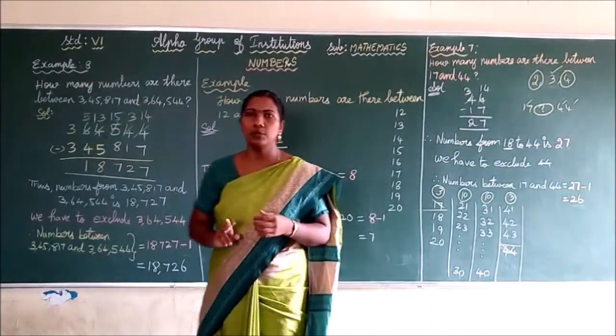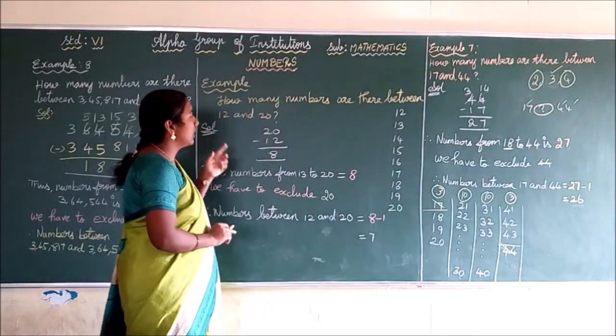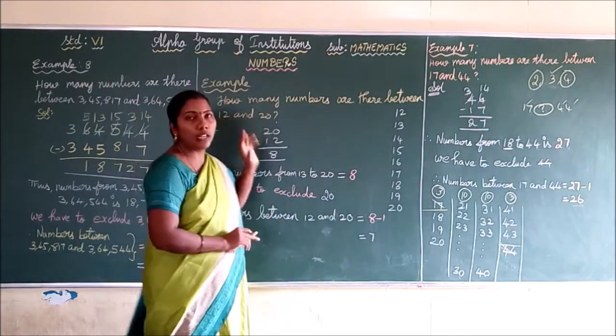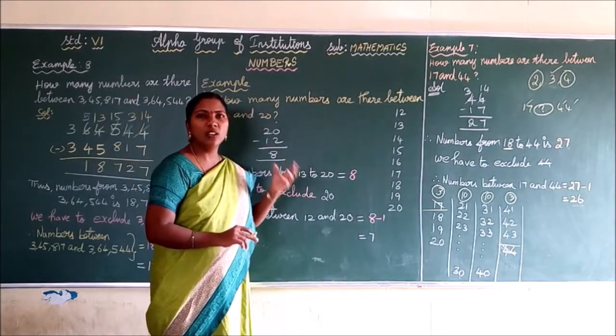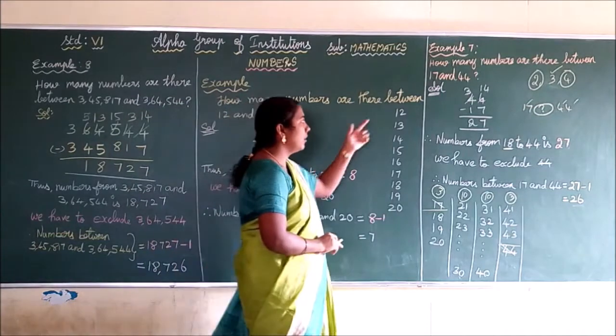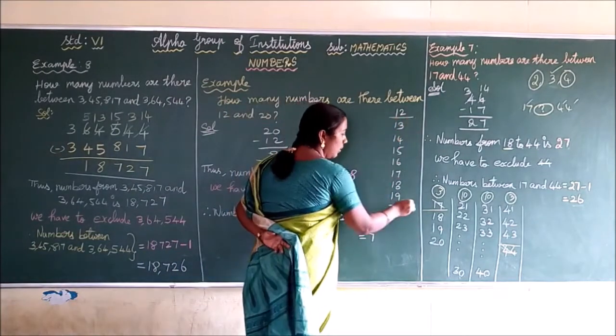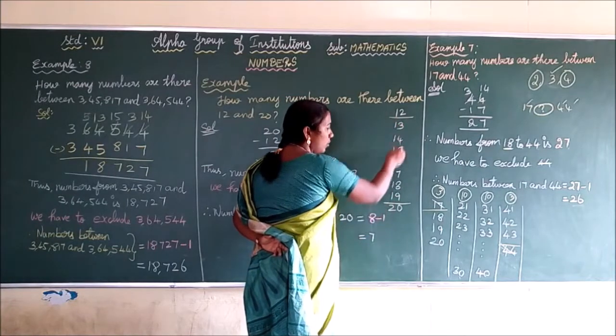This is my own example, children. In this example, what is asked is how many numbers are there between 12 and 20? Now I am writing the numbers from 12 to 20. You have to exclude 12 and 20. Now you have how many numbers?